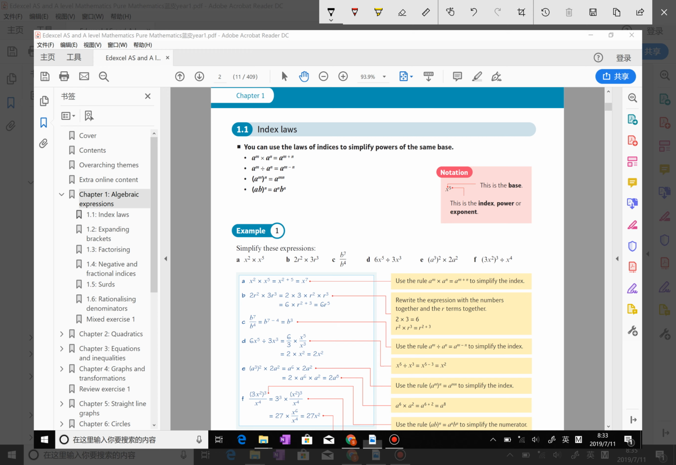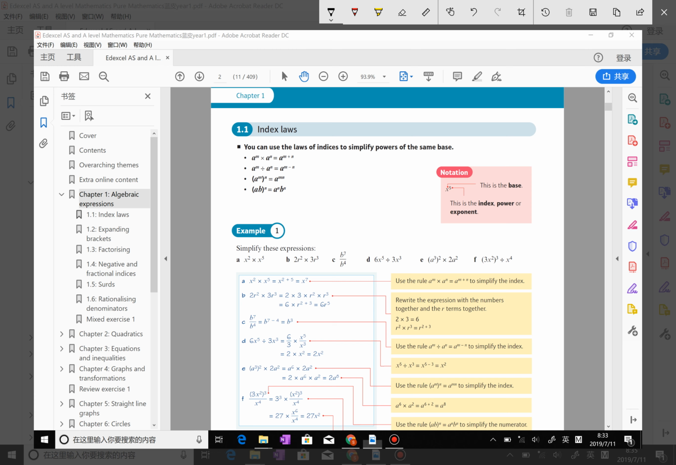Alright, so let's look at c. You could write it as b power to 7 divided by b power to 4, which equals b cubed. So let's look at d. You have 6x power to 5 divided by 3x cubed. You divide the coefficient by the coefficient, and then for the x part, you separate. So x power 5 minus 3 gives 2x squared.